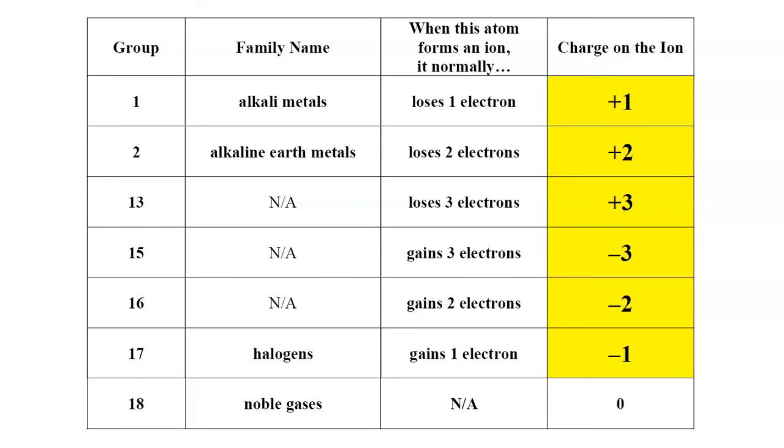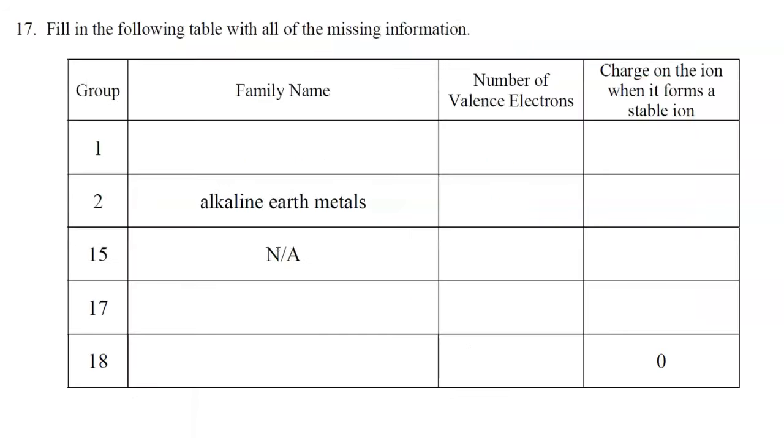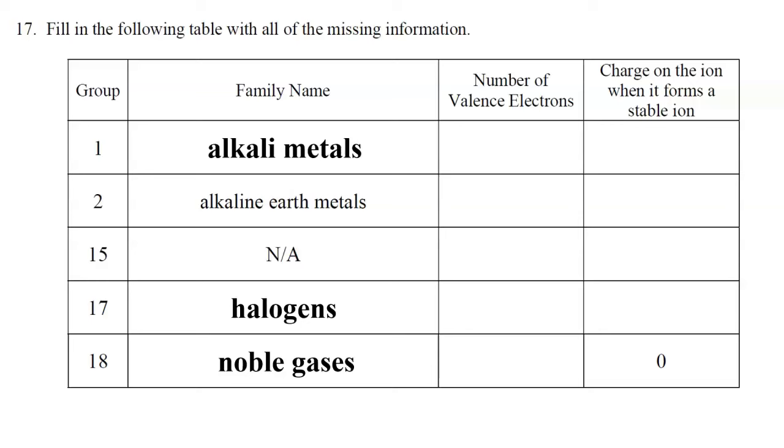So let's go ahead and fill in those four family names. Alkali metals in group 1. Alkaline earth metals is already filled in for you in this table. Halogens in group 17, and noble gases in group 18. All we have to do now to complete this table is fill in the correct number of valence electrons and then the charge on the ion when it forms a stable ion.